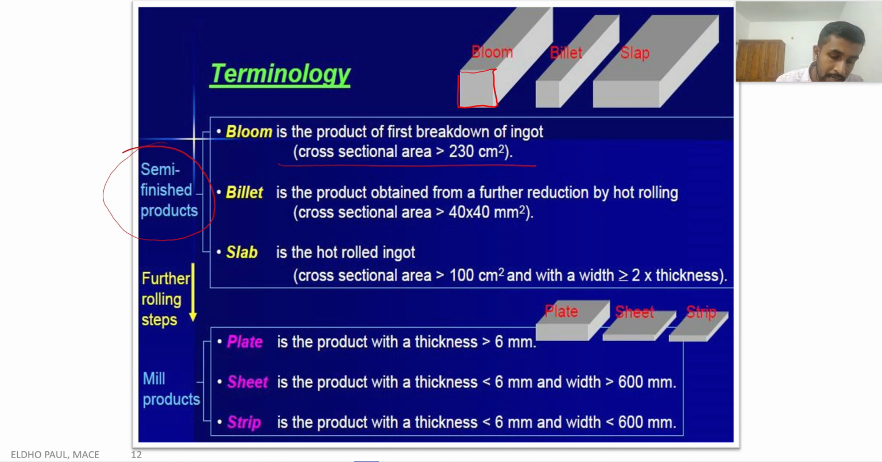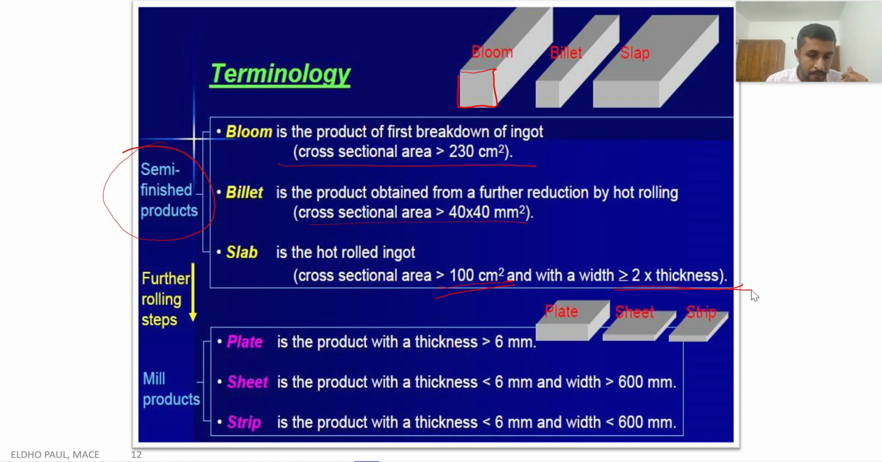The second one has a cross section greater than 40 × 40 mm², and that is also used for the hot rolling process. That is called a billet. The third one is the slab. It has two cross-section dimensions, width and thickness. The cross-sectional area should be greater than 20 cm², and the width is more than two times the thickness. So the thickness and the width are not the same. These are the three major semi-finished products used for the hot or cold rolling process.